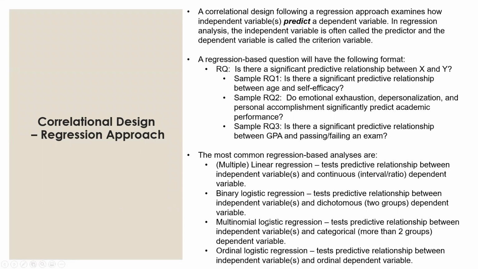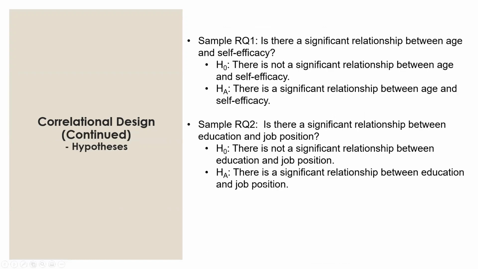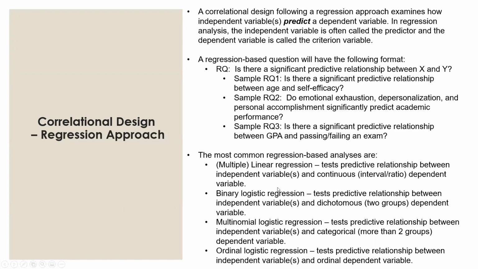A multinomial logistic regression is taking that binary idea and just expanding it further. So it's used when you have a categorical variable with more than two groups. So if you had an outcome like education level, or as I mentioned before, maybe job position, something that's categorical that might have more than two groups, that's when you use a multinomial logistic regression.